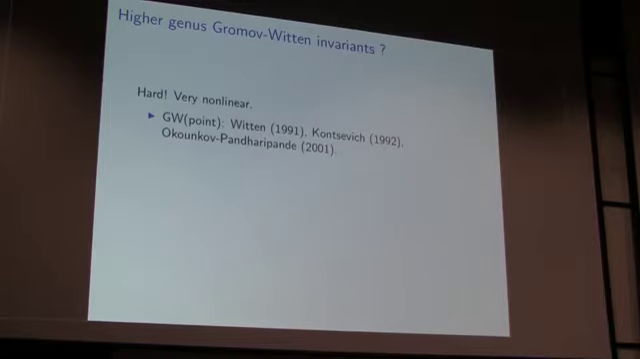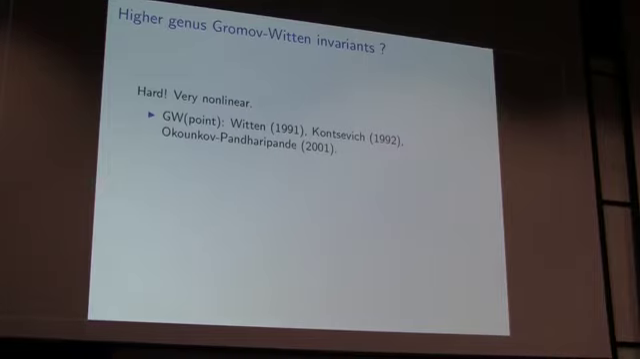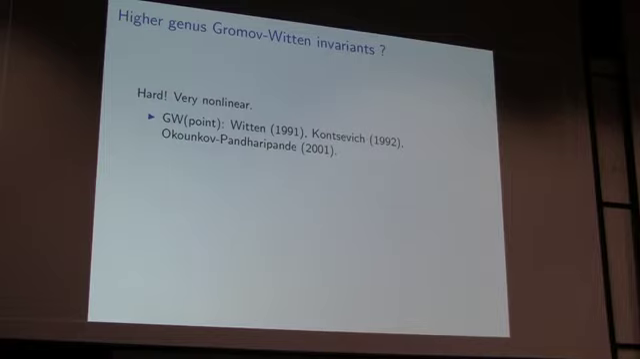Witten formulated a conjecture, with a proof by Kontsevich in 1992, and then a more complete proof by Okounkov and Pandharipande in 2001. So just understanding curves in a point takes 3 Fields medalists and a prize-winning research effort. This is a very nonlinear, difficult problem.